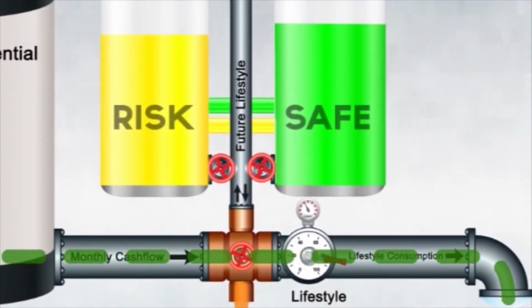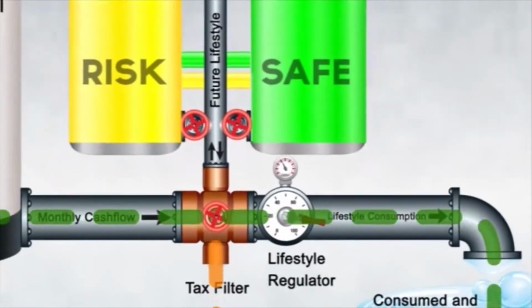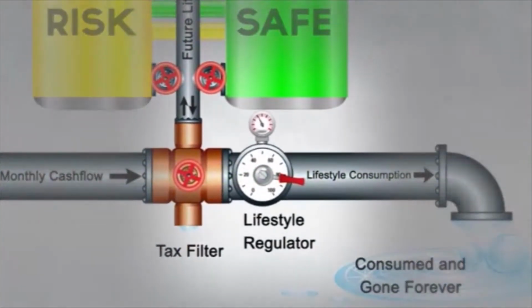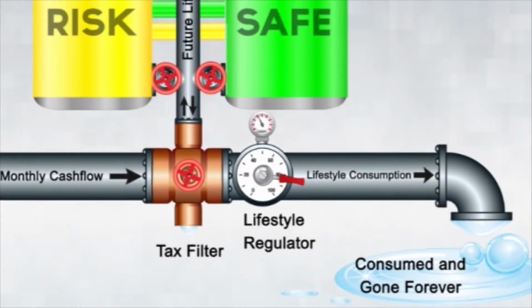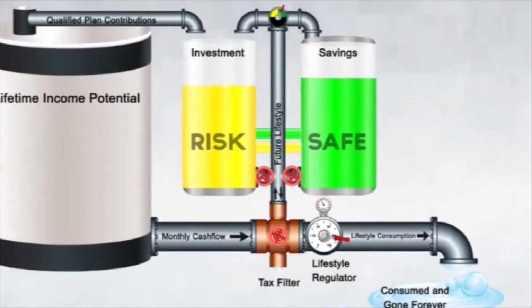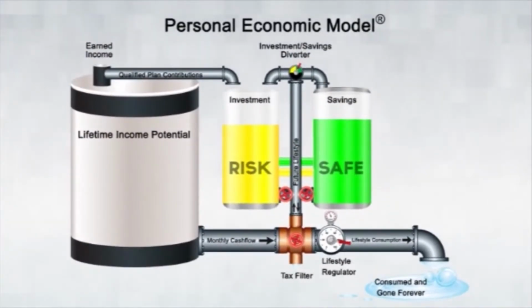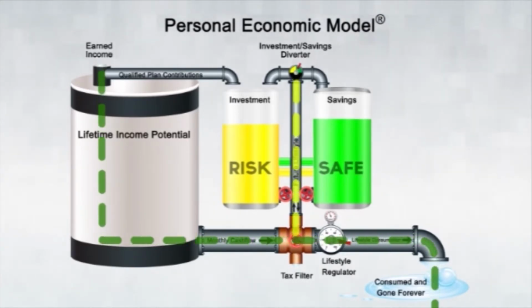After passing through the tax filter, our remaining cash flows through the next valve called the lifestyle regulator. This valve, which is controlled by you, channels the remaining after-tax dollars to either the investment or savings tanks, or onto your current lifestyle. When the lifestyle regulator valve is partially closed, a percentage of our cash flow will be pumped up the future lifestyle tube into the saving and investment tanks. Maintaining a balanced flow at this point is crucial to financial stability.